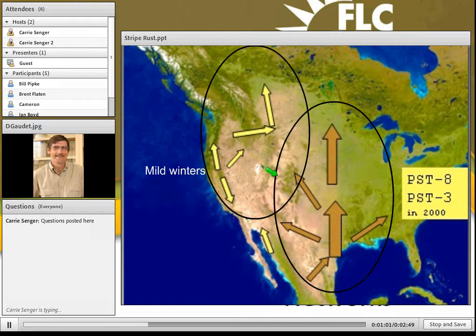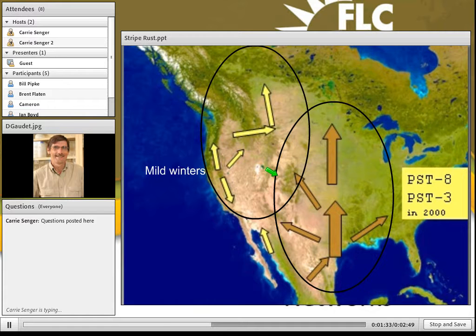But these westerly winds that come from the west will blow them into Montana and southern Alberta, and at that point they can move northwards and northeastwards on the western prairies. That's the general pattern of distribution. But in 2000, I'm referring now to the brown arrows.